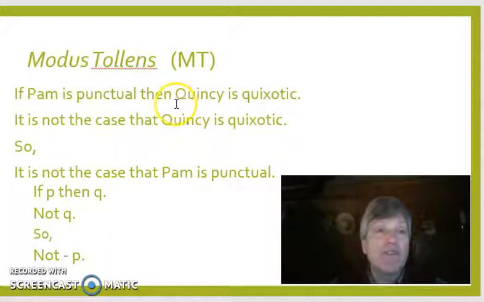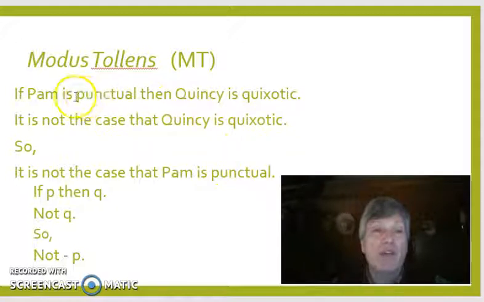The next rule of inference is modus tollens. Okay, suppose you know that if Pam is punctual, then Quincy is quixotic. But you also know that it's not the case that Quincy is quixotic. You know that Quincy is not quixotic. Well, what can you infer from that? Well, then you know that Pam is not punctual. It's not the case that Pam is punctual.